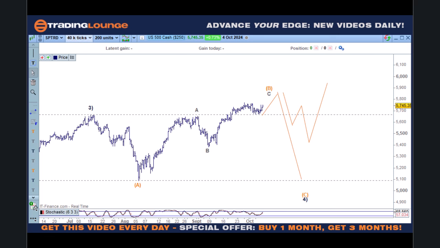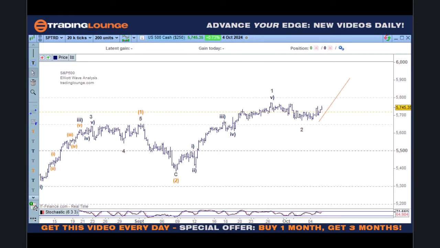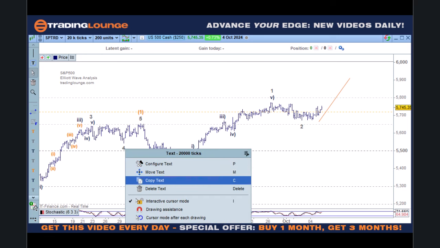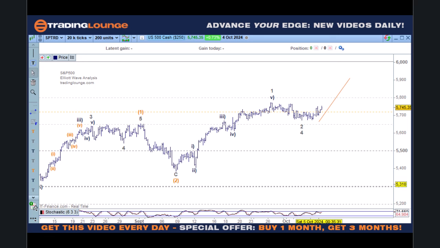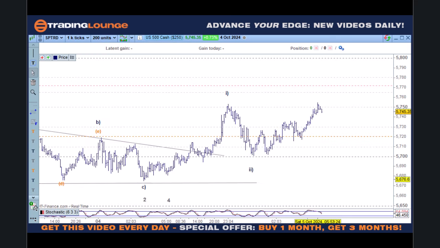So anyway, that's that. Basically, we're going to look at this here, for the time being, as 2 or 4 here. That's pretty much it. But our main focus at the moment, for swing traders and day traders, is a move up here for this. So let's go to the 1000 tick here.